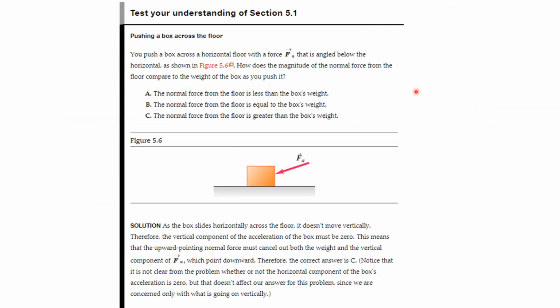Now here's a place for us to test our understanding of this first section in this chapter 5. If you push a box across a horizontal floor with a force WA that is angled below the horizontal, and they say below the horizontal because if it was horizontal it would be like this, so there's an angle below the horizontal. How does the magnitude of the normal force from the floor compare to the weight of the box as you push it?